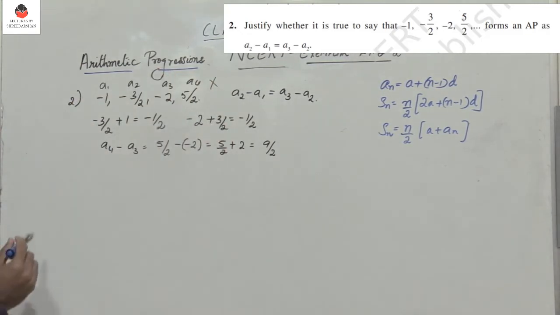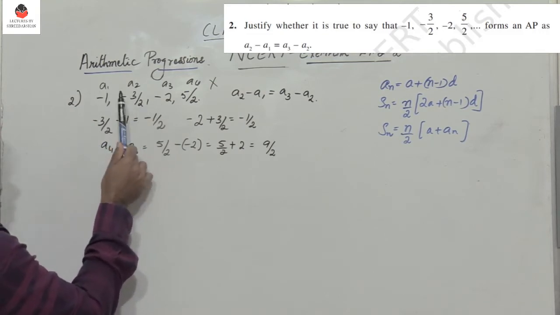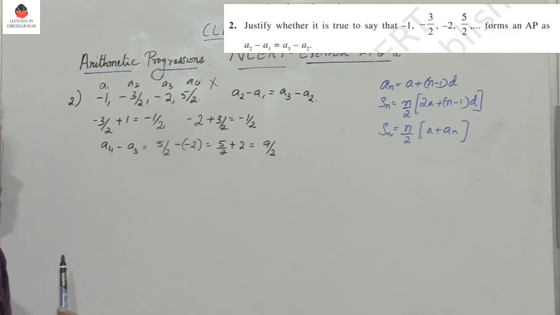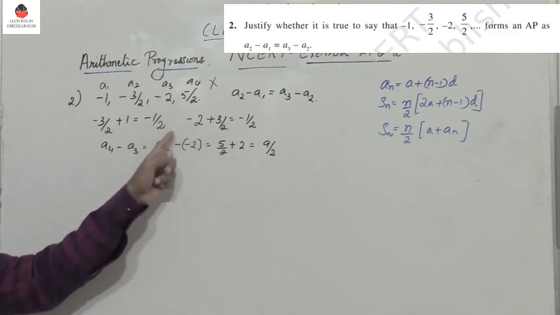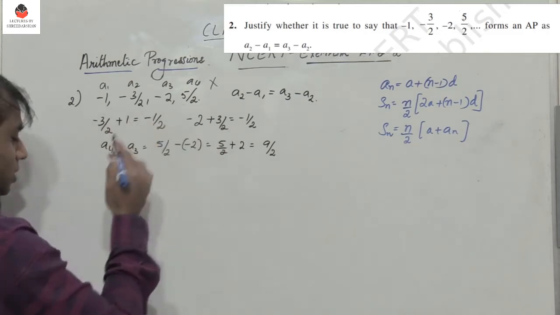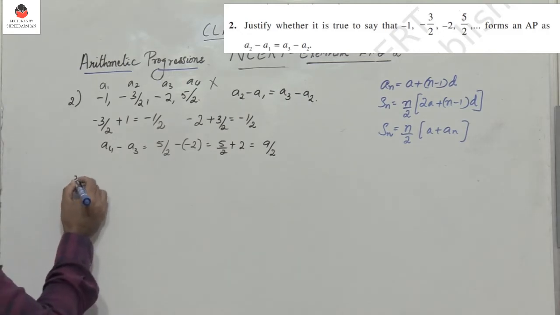So here we find that though the difference between the second and the first and the third and the second happen to be the same, we find that the difference between the fourth term and the third term does not match with the previous two common differences. So therefore, this sequence is not an arithmetic progression.